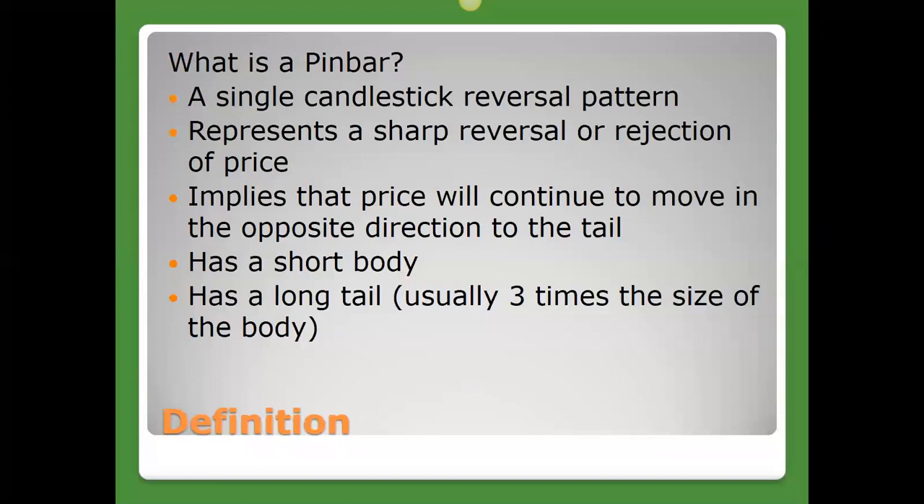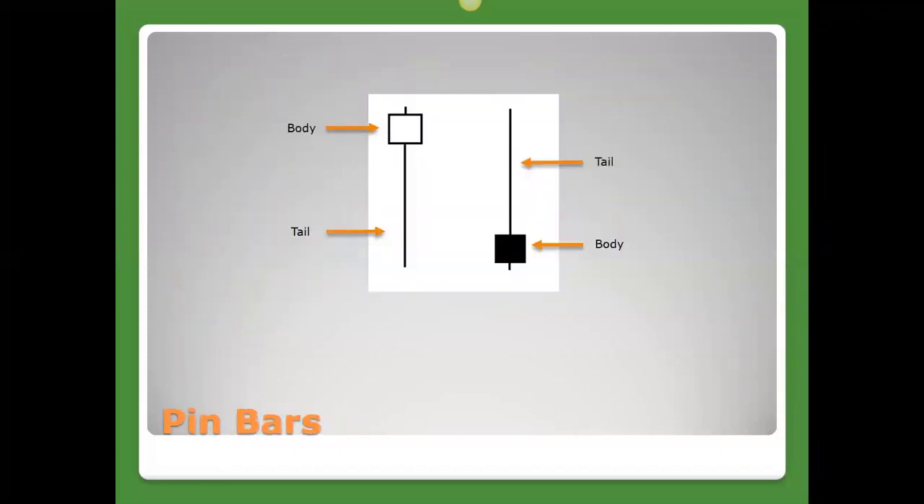So when we see a pin bar form, usually there'll be a long tail and a short body. And this goes for both bullish and bearish pin bars. Let's take a look at what it actually looks like. This is an example of a pin bar, or two examples of pin bars. This one here is the body. We have open and close, and the body is really small compared to the wick, or the tail, of the candlestick. When something looks like this, we call this a pin bar.